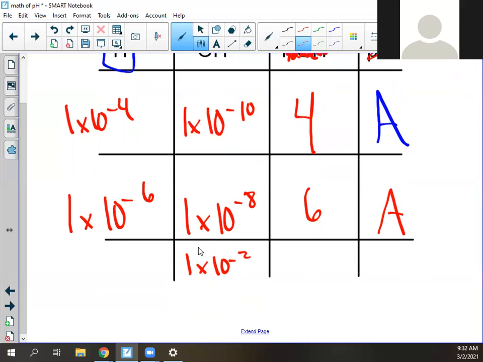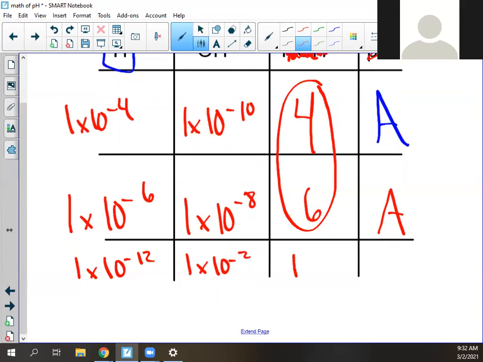What did you ask me? How do you know if it's an acid or a base? If this number is under 7, it's an acid. 7 is neutral. Above 7 is base. Okay, here we go. If this is a negative 2, what's this one over here? And this would be a base.